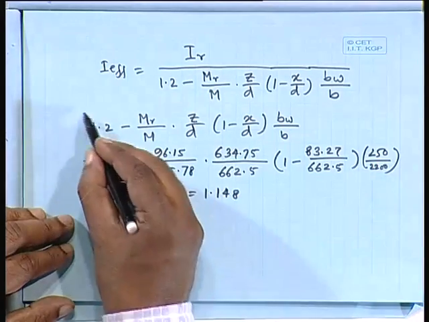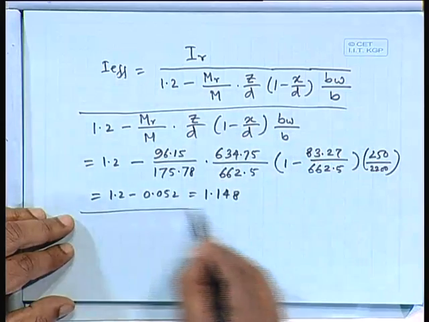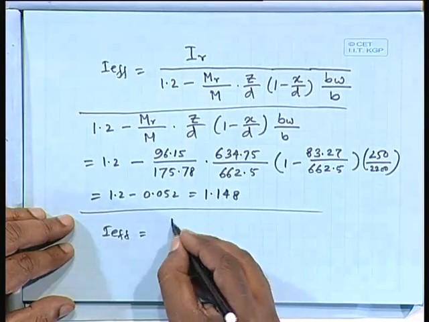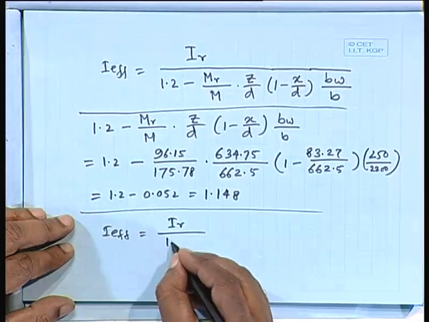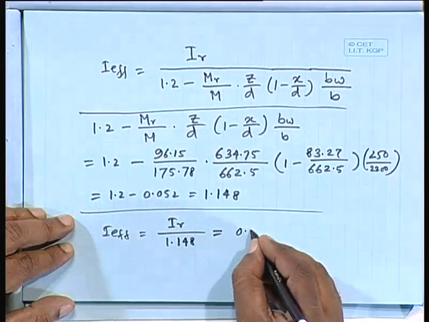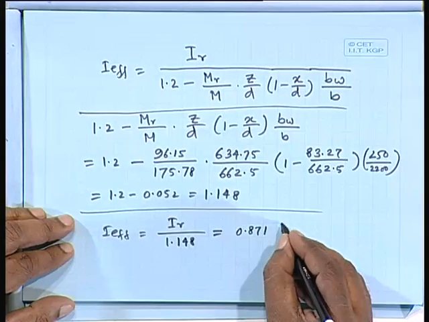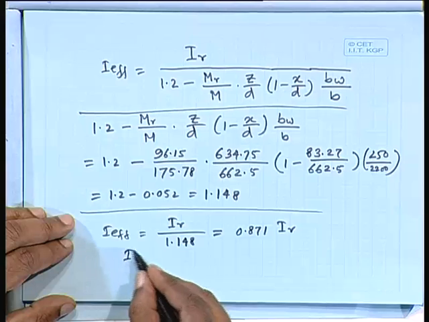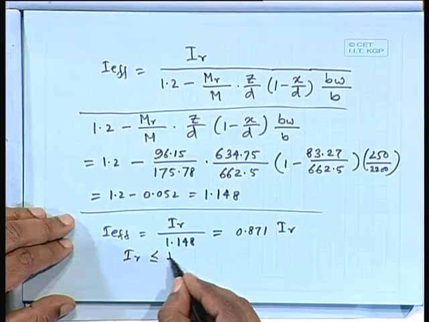So, we are getting this formula. So, I effective will be equal to IR by 1.148, which equals 0.871 IR. But in our case IR, the formula is like this.